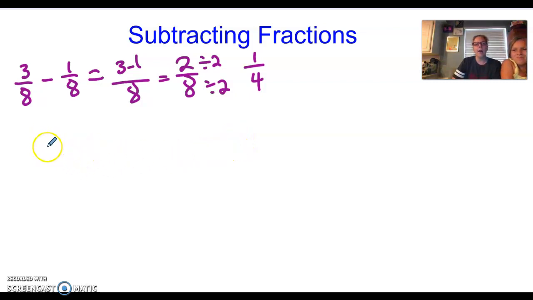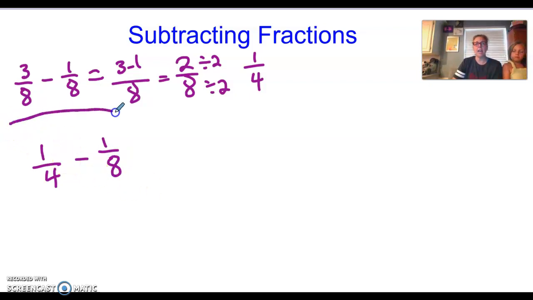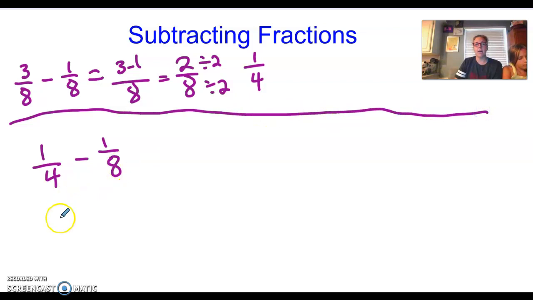Now, what if we don't have a common denominator? So 1/4 minus 1/8. Okay, so then we have to find a common denominator. So we have to figure out what other number they are all multiples of. The least common multiple is what you're looking for. So you have to figure out, will 4 go into 8 evenly? Yes, it will. So we can use that as our common denominator.